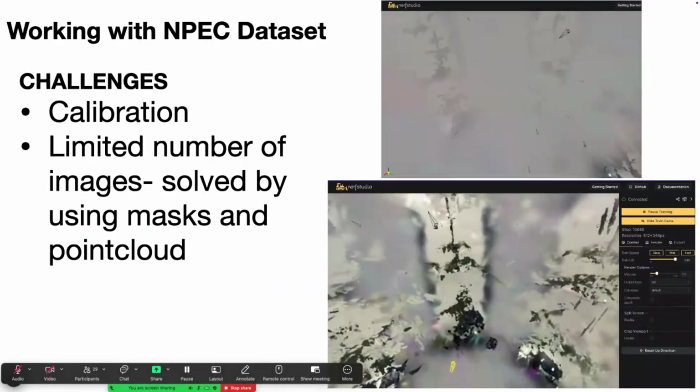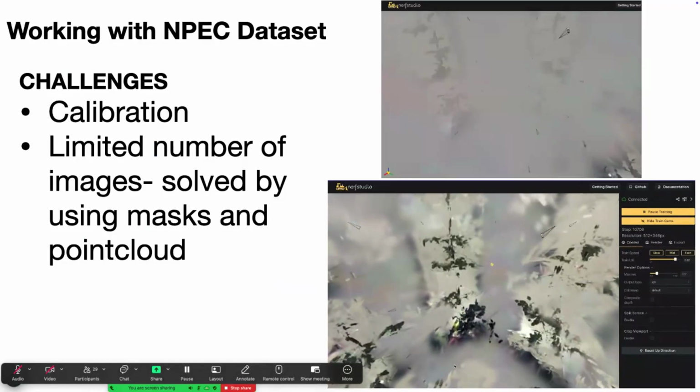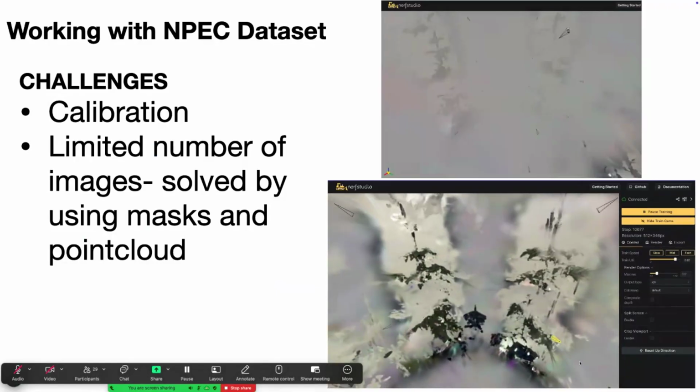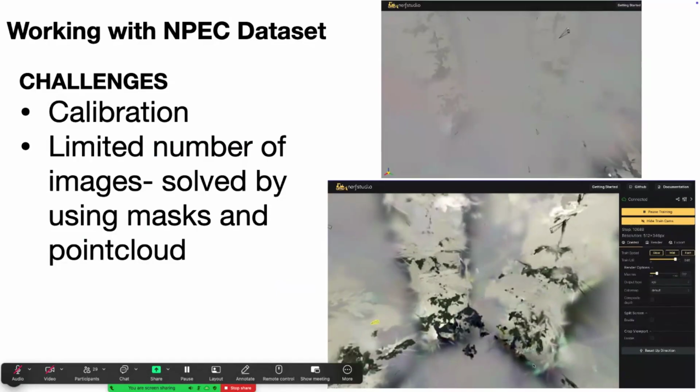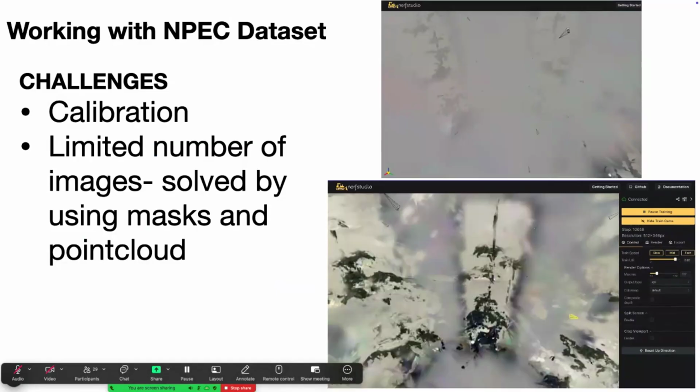So the first thing we found was that there was a huge problem of calibration. They had sent us the specs for all the cameras and the positions, but they were off just by a few centimeters, but it was enough to really throw off our rendering.